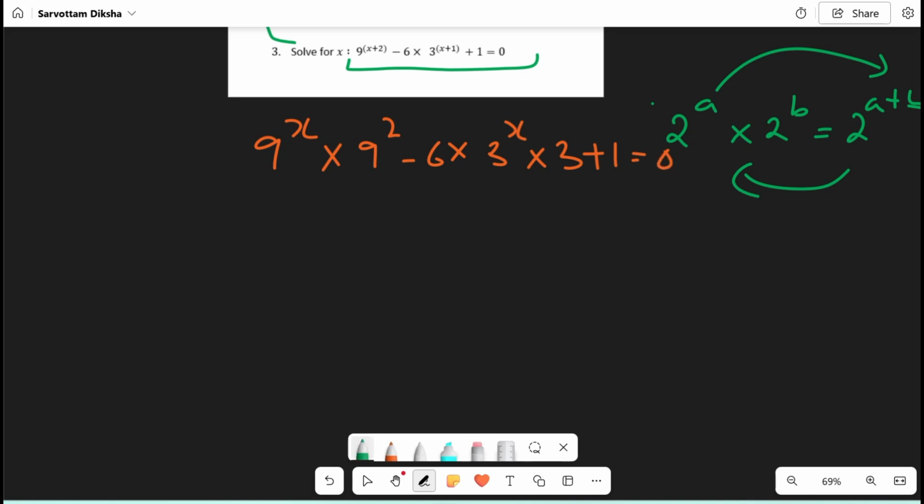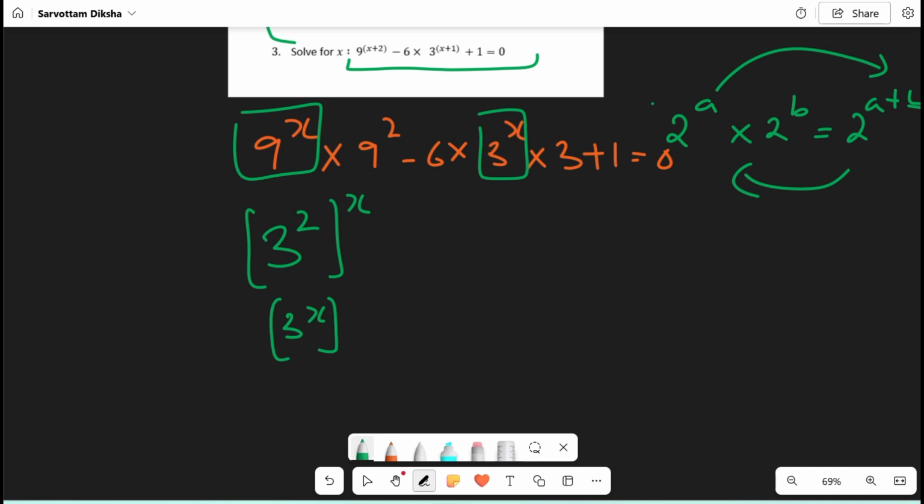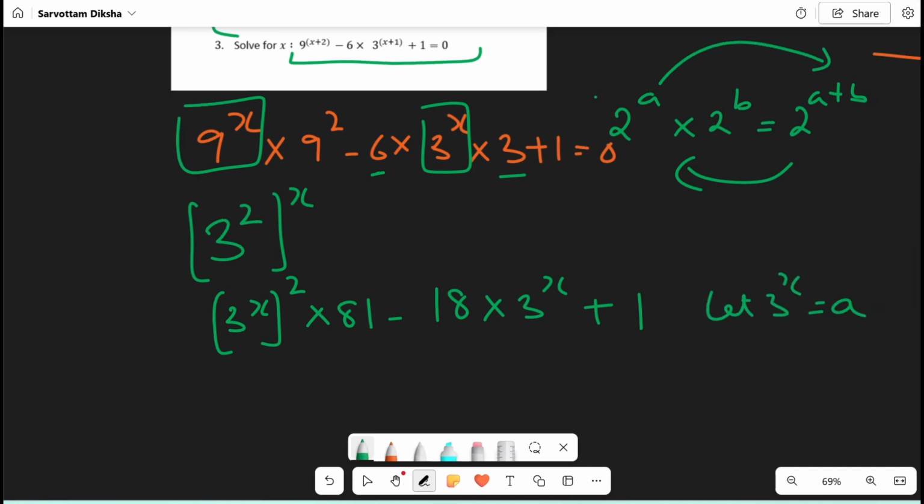So now 3 raised to power x and 9 raised to power x. Are you seeing any connection? Yes, if I further write it as 3 square x, I can replace 2 and x also. I'm not writing the full equation. Directly I am taking it as 3 raised to power x square into 81 into, I can multiply this 6 and 3, 18, 3 into x plus 1. So let 3 raised to power x be a. So what I am seeing, I am getting 81a square.